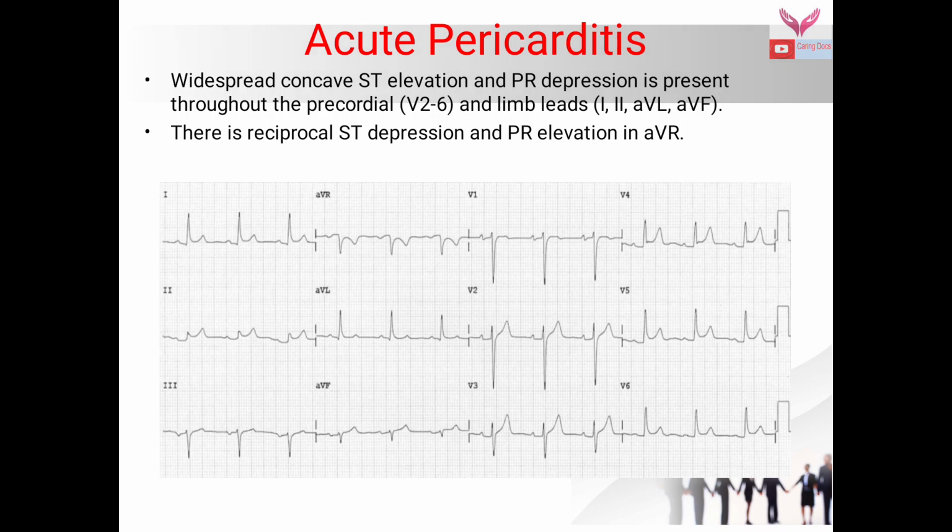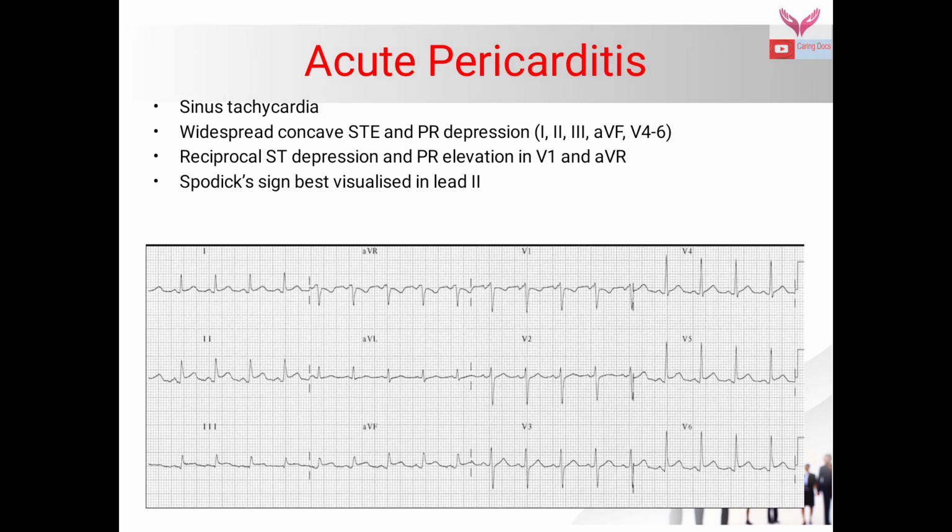In this ECG, we can see widespread concave ST elevation and PR depression throughout the precordial leads, that is V2 to V6, and limb leads like lead 1, 2, AVL, and AVF. There is also a reciprocal ST depression and PR elevation in AVR.